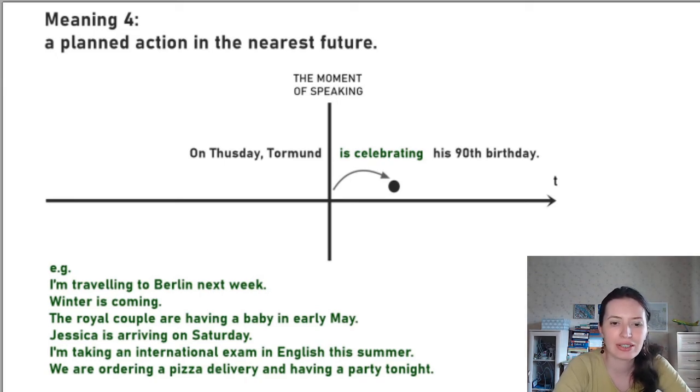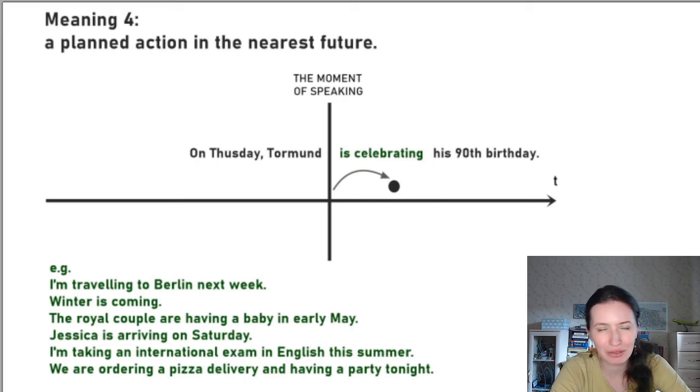So here there is an example about Torment and his birthday. On Thursday, Torment has celebrated his 90th birthday, so he has already decorated the room and ordered a cake, right? Or you say, I'm traveling to Berlin next week. It means that you have already bought the tickets, right? And took a vacation from your work. Then you can say, winter is coming, like the Game of Thrones, right? Winter is coming means that I can already see nights getting colder.